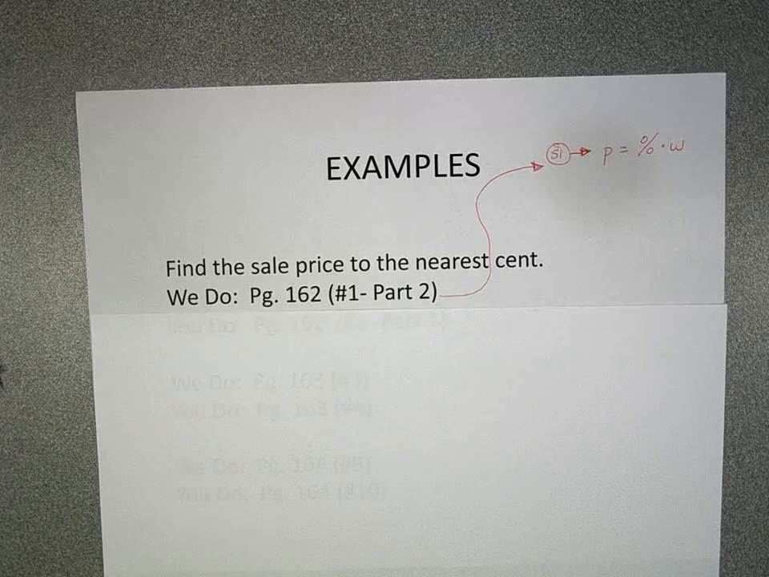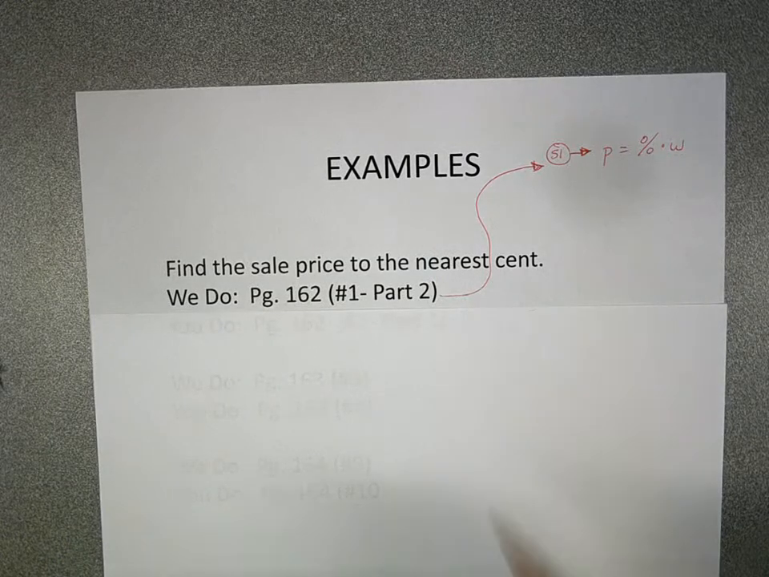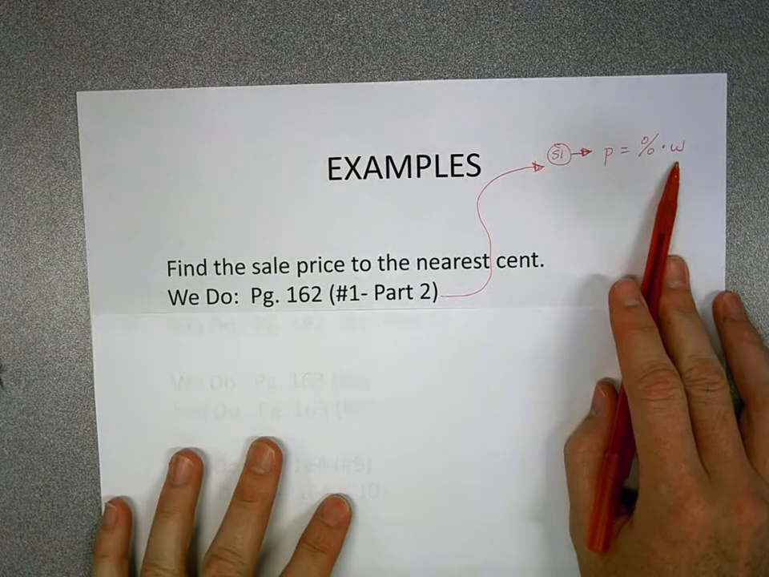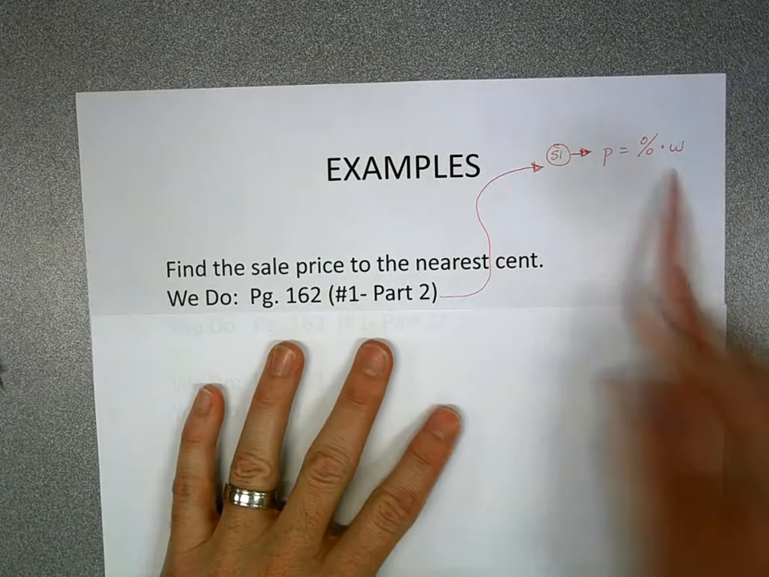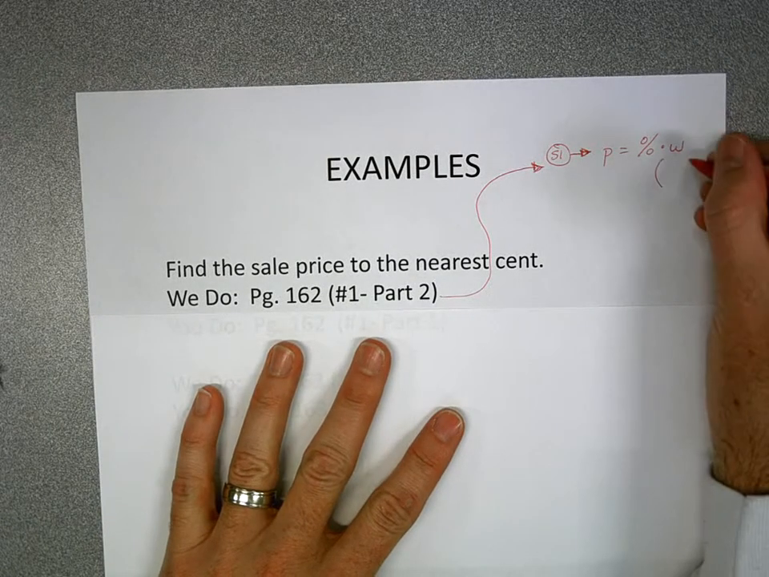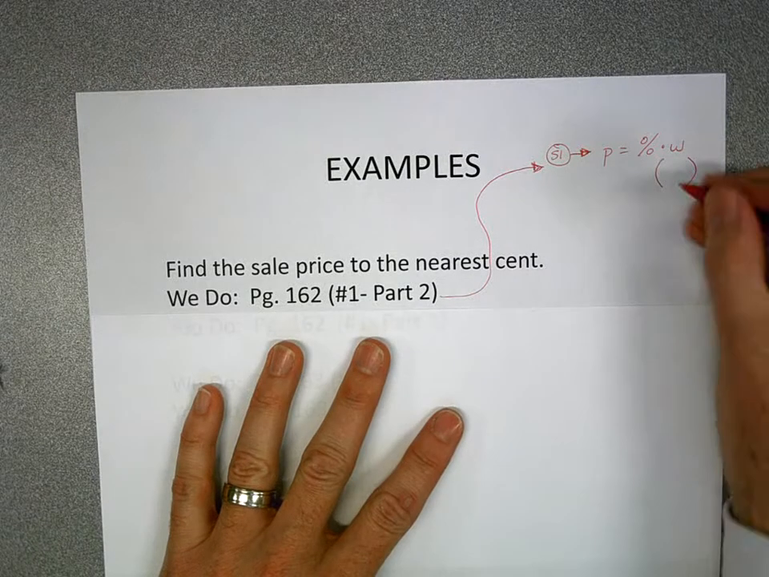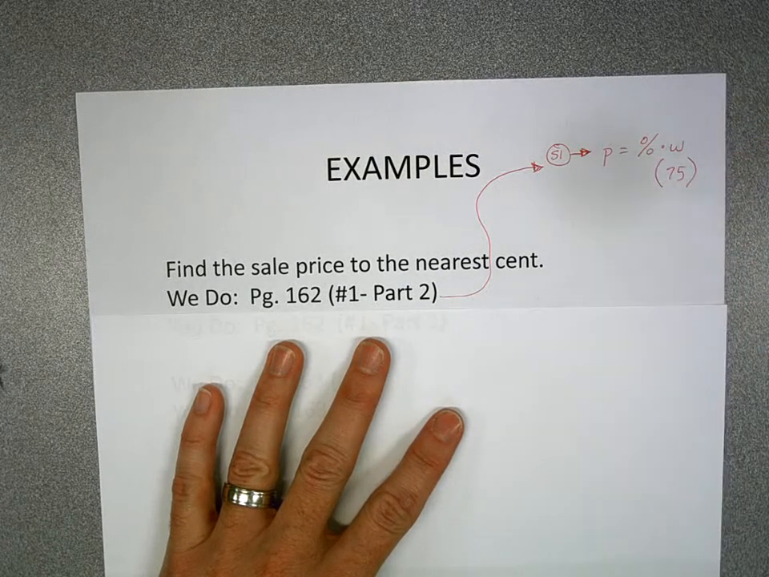Now, if I reread this problem, it says Roberto's backpack originally cost $75. I'm going to stop there. Remember what we talked about with the bar diagram? The original cost is the whole bar, meaning it's the whole. It's 100%. So the original cost of this backpack is going to go where the whole is. And if it's $75, we're plugging in $75 for the whole, because it's the original price.